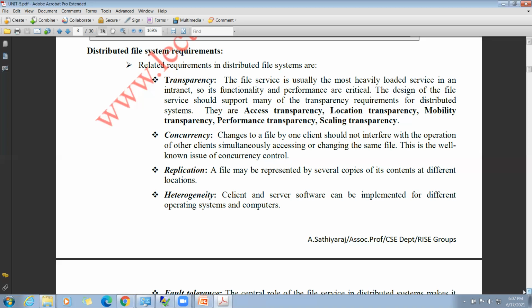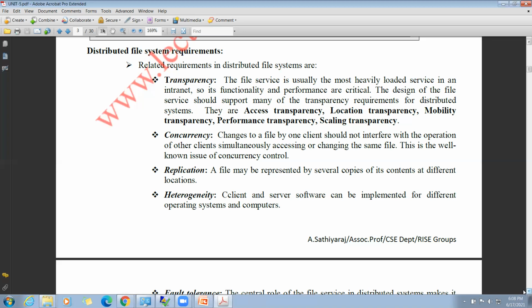Okay, the design of the file service should support many of the transparency requirements for distributed systems. Those are access transparency, location transparency, mobility transparency, performance transparency, and scaling transparency. All these are required for a distributed file system. This is with respect to transparency.